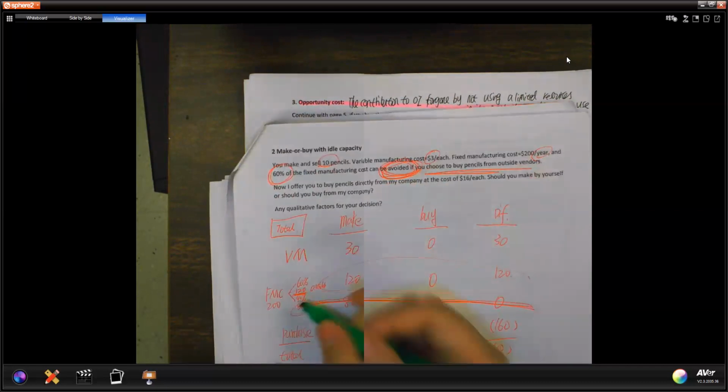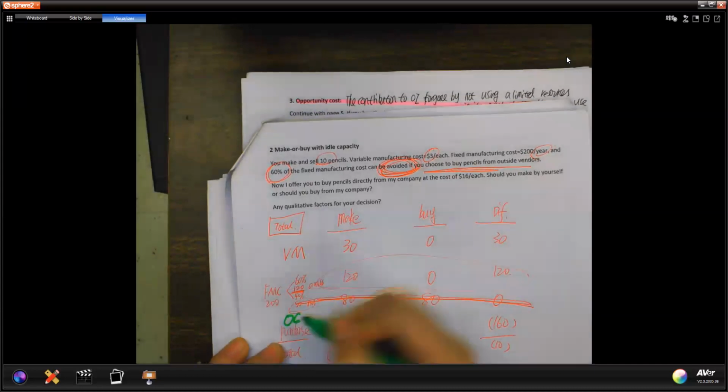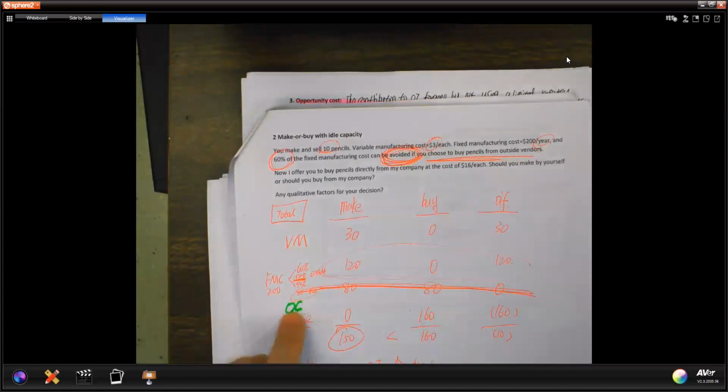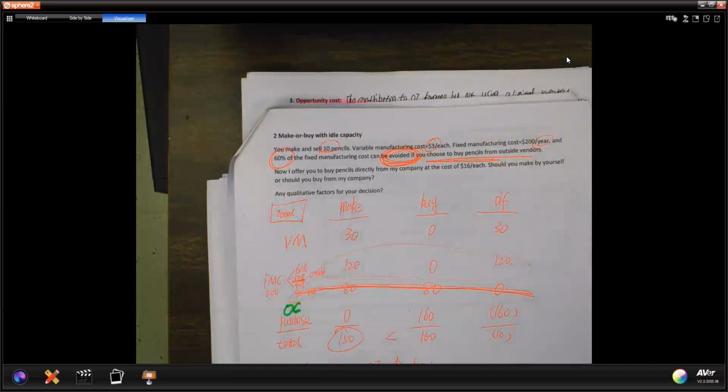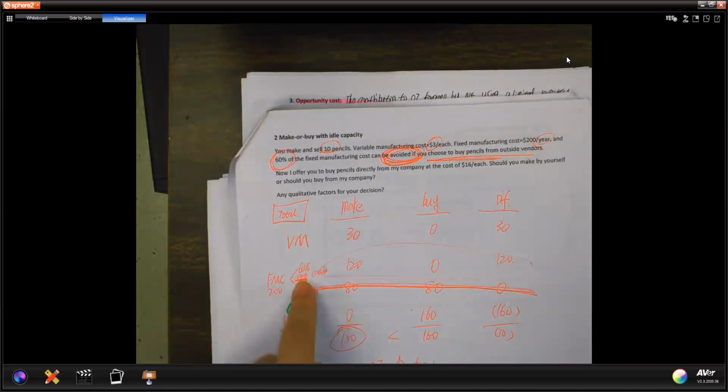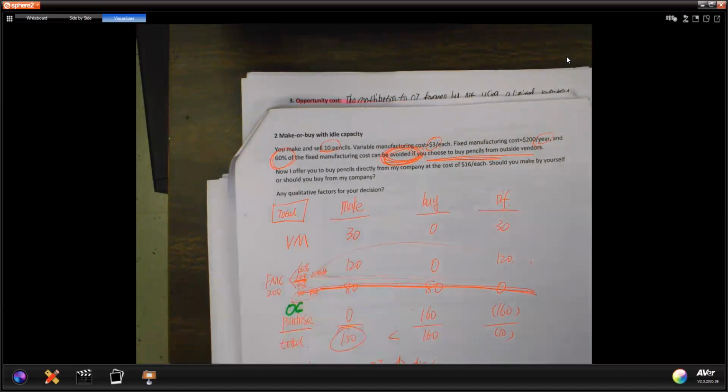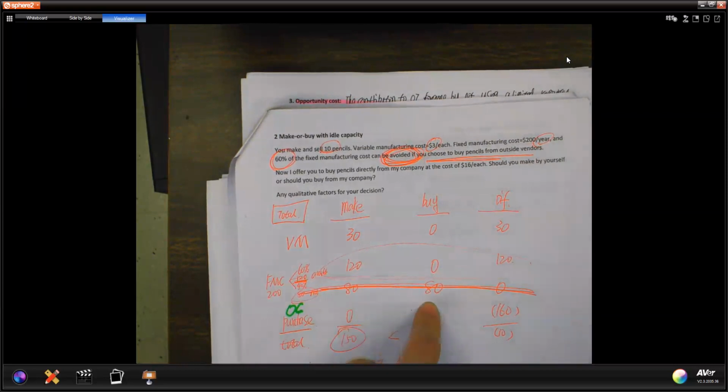So my question is, opportunity cost is just a part of your relevant cost, right? You still have your variable manufacturing cost, your avoidable fixed manufacturing cost, and your purchase cost. Opportunity cost is just an extra cost. So we know we have to put 30 somewhere. Should I put 30 under make? Should I put 30 under buy? Should I put 30 under difference, positive, negative, or whatever?